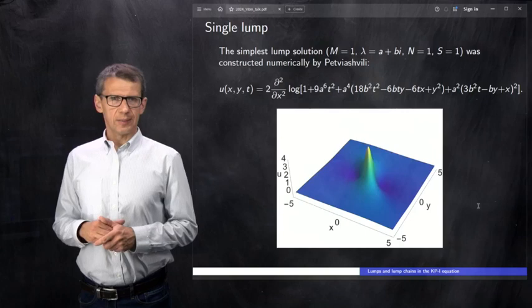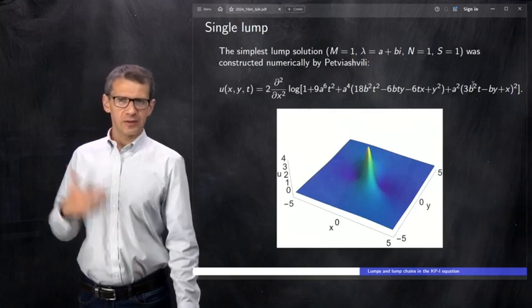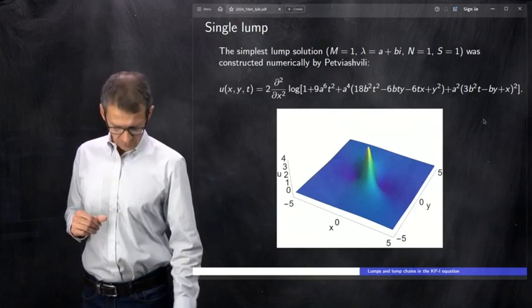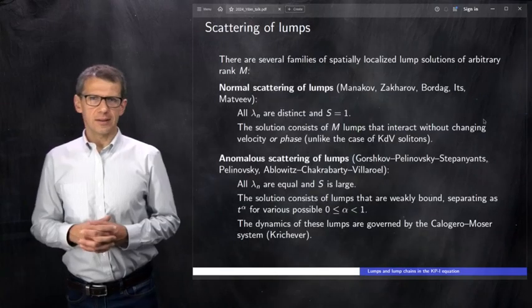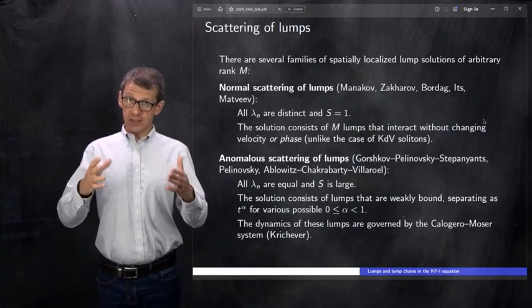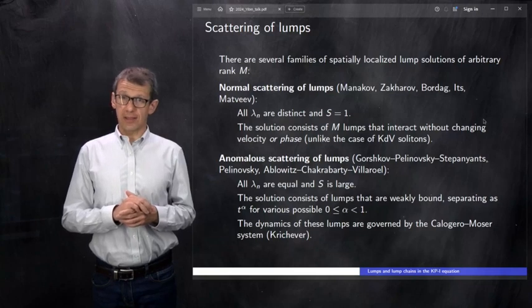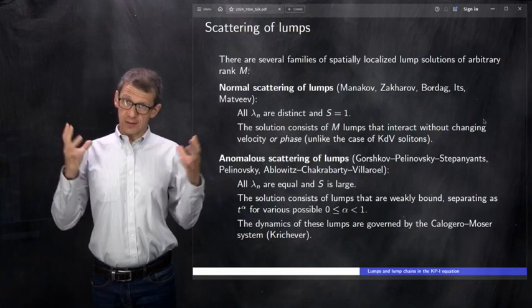So this is what a single lump looks like. This was constructed by Petviashvili using a numerical method before any of this theory existed. And then you can imagine trying to take these lumps and scattering them against each other. One thing you can do is first give them different velocities and let them scatter.